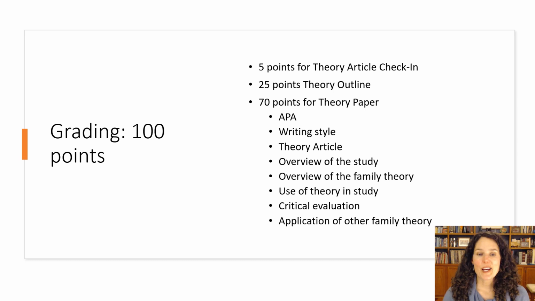All right, so here's the grading breakdown. You can see we have a small amount of points for the theory check-in, a little bit more for the theory outline, and then quite a bit for the theory paper. And again, our goal with the theory outline is to give you feedback so that you can really maximize your points on the theory paper.